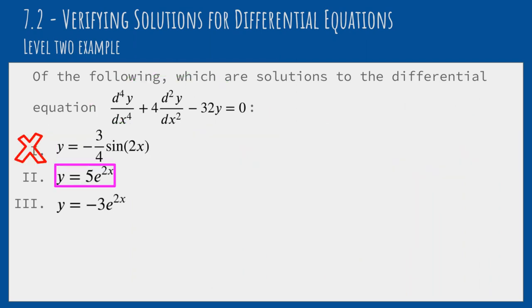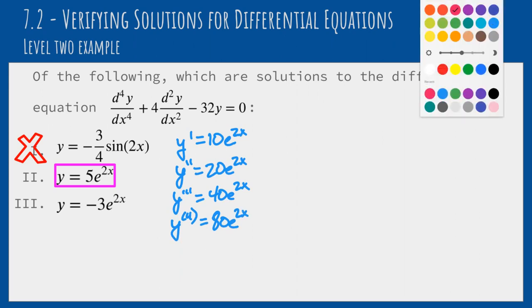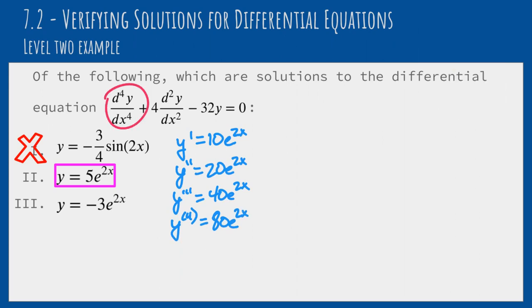If we look at the second example, we're going to go through the exact same process. So first derivative, using the chain rule, we're going to get 10 e to the 2x. Second derivative, 20 e to the 2x. Third derivative, 40 e to the 2x. And the fourth derivative, 80 e to the 2x. So plugging into our differential equation, we have the fourth derivative, 80 e to the 2x, plus 4 times the second derivative, which is 20 e to the 2x, minus 32 times the function, so 32 times 5 e to the 2x.